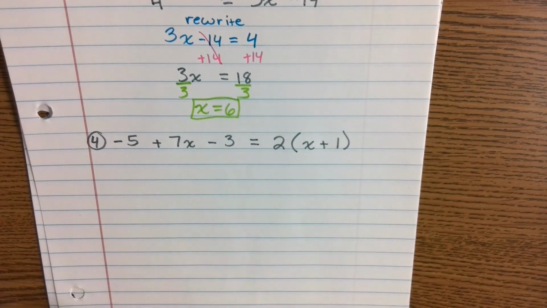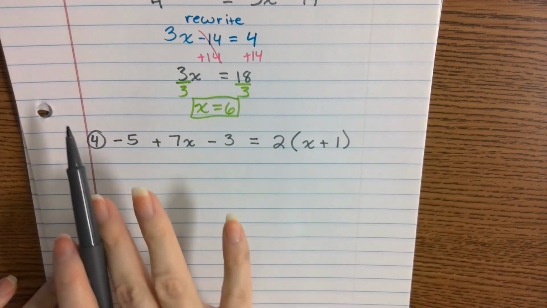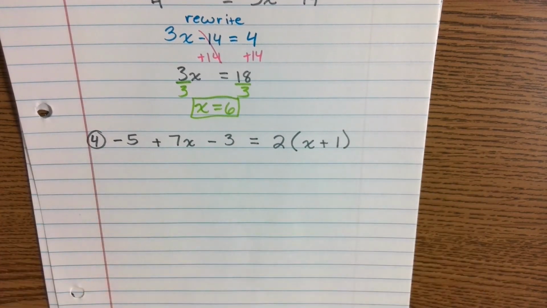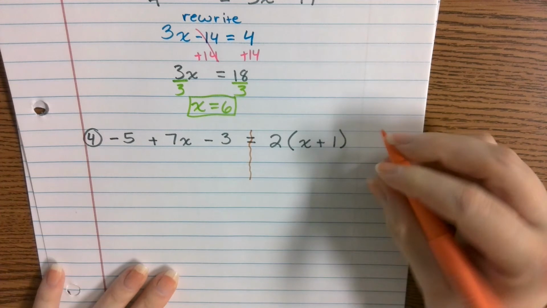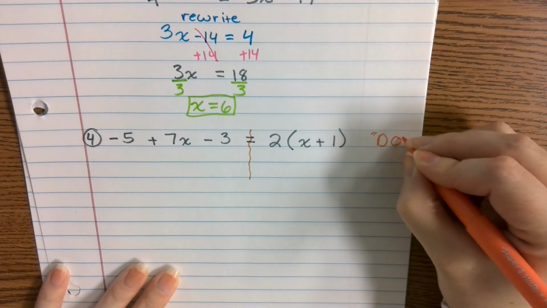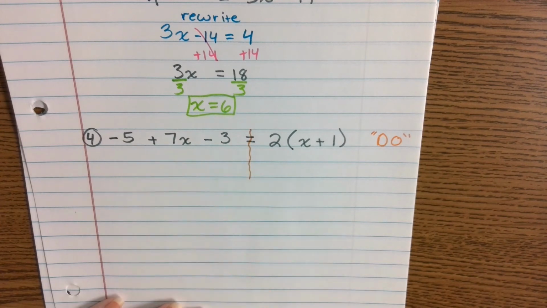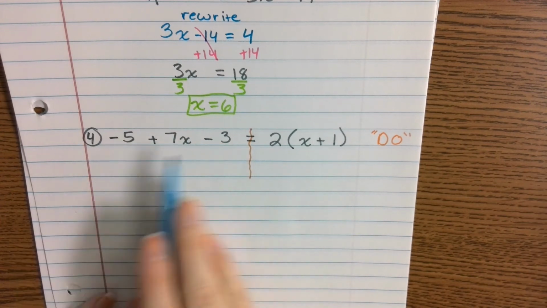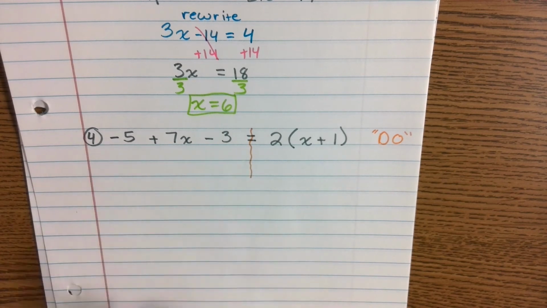So again, before you can start undoing, before you can move things from one side to the other, you have to simplify both sides of the equal sign. So we're going to do what we can. So let's focus on the left side. What can I do or combine as like terms on the left side?